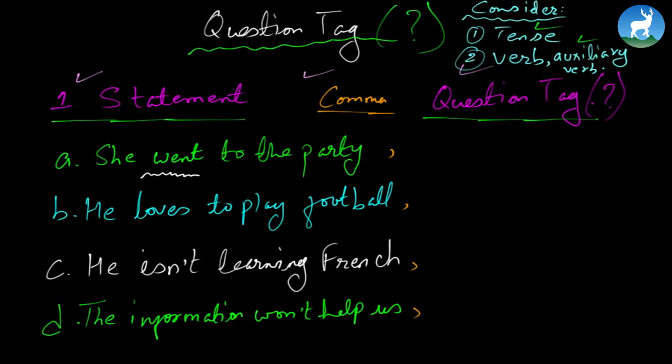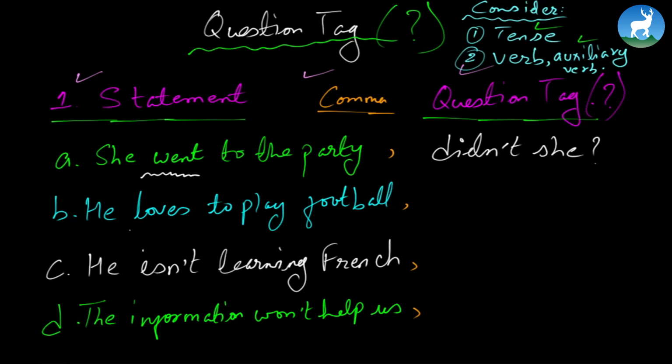Now let's look at the previous examples. Can you figure it out yourself? Maybe I'll give you 2 minutes to figure it out. She went to the party. Simple past. Look at that. What do you think? This is a positive statement. It must have a negative question tag. That's why: she went to the party, didn't she?